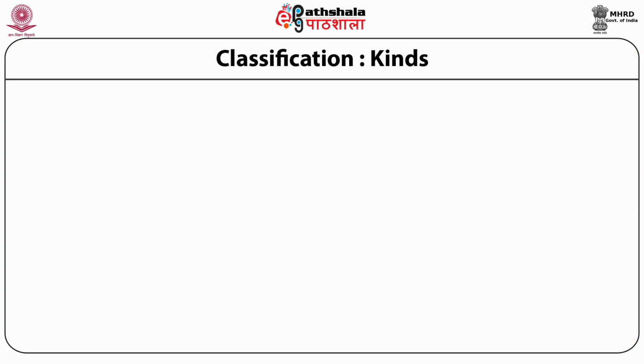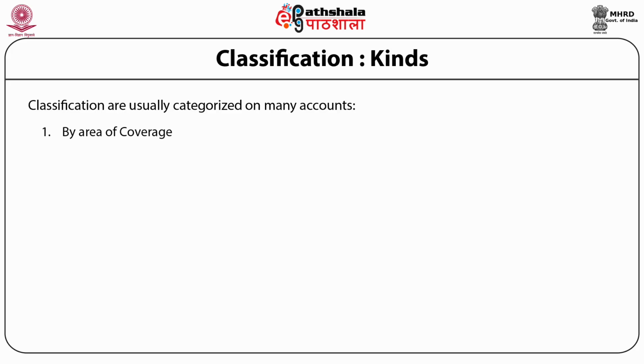Over the century of library classification, we have seen the emergence and evolution of different types of classification in the libraries. So these can be categorized into various species as they belong to the same family, that is, of classifications. The first criterion of making species of classification is the area of coverage.